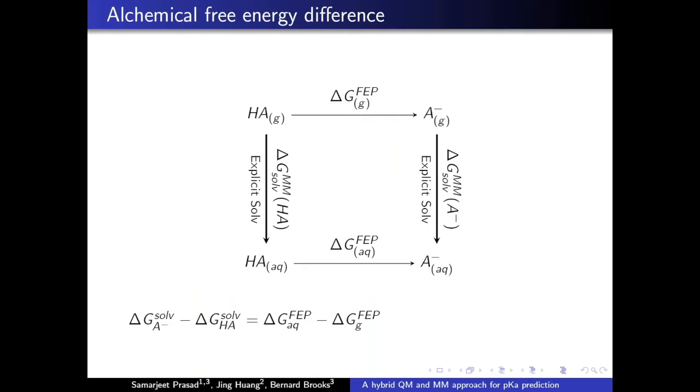However, calculating the free energy of solution itself is again difficult. So we use an alchemical free energy approach in which the delta G of the solution free energy difference is equal to the free energy difference between HA going to A minus in aqueous versus the gas phase.